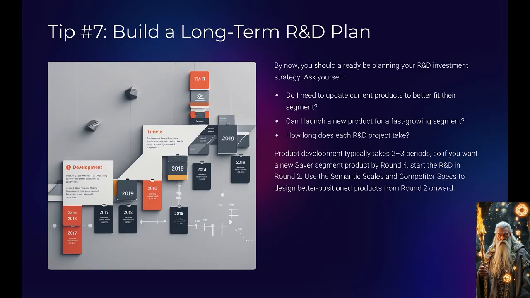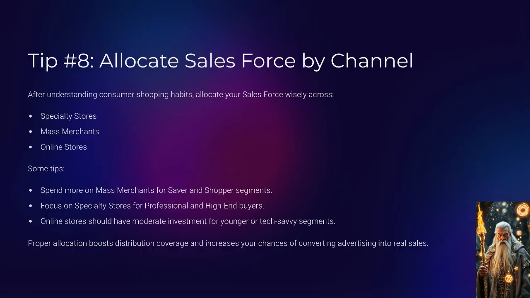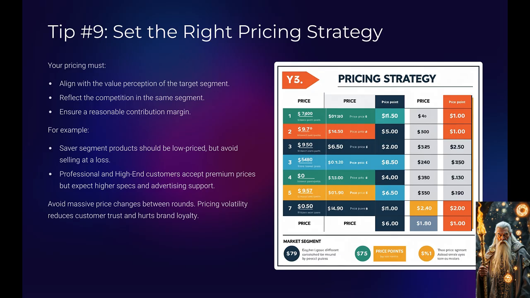Tip number 8. Allocate sales force by channel. After understanding consumer shopping habits, allocate your sales force wisely across specialty stores, mass merchants, and online stores. Some tips: spend more on mass merchants for Saver and Shopper segments. Focus on specialty stores for professional and high-end buyers. Online stores should have moderate investment for younger or tech-savvy segments. Proper allocation boosts distribution coverage and increases your chances of converting advertising into real sales.